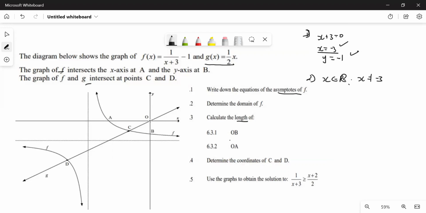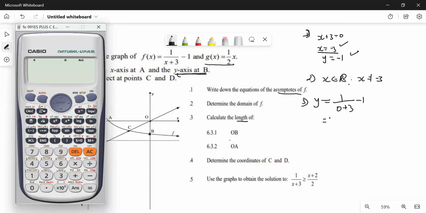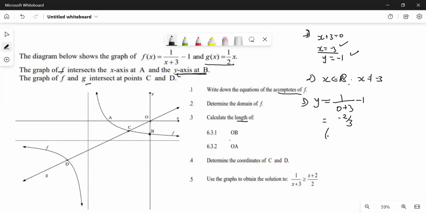And then number 3, they say calculate the length of OB. Now we want to calculate the length of O to B. We need to know the coordinates of B. B is the y-intercept of f. Now how do you get the y-intercept? x should be 0. So y is going to be 1 over 0 plus 3, minus 1. If you type this in your calculator, you get minus 2 over 3. So we have the point 0 with minus 2 over 3.